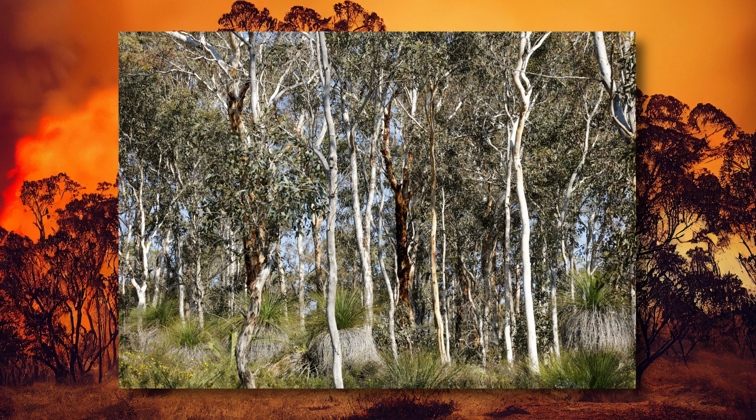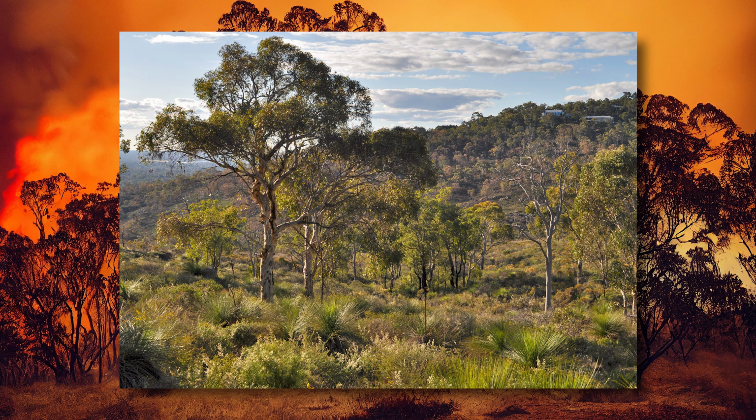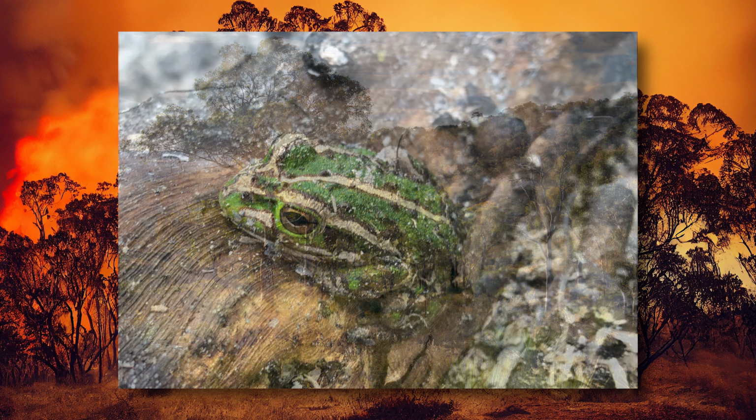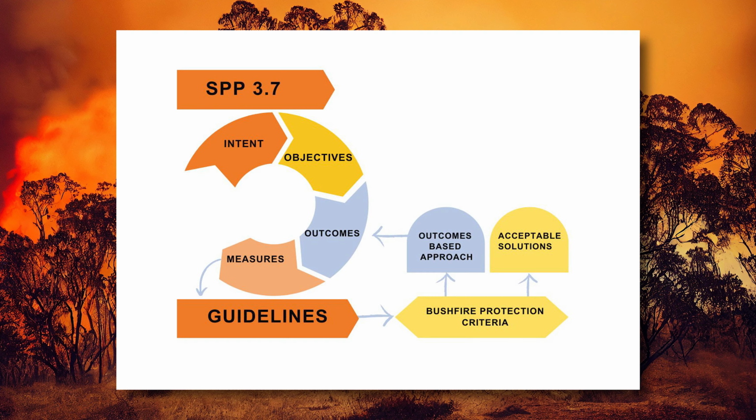The performance principle-based pathway has limits, lacking the flexibility to consider applications that cannot comply with the acceptable solutions due to complex site and/or environmental constraints. An accredited bushfire planning practitioner will need to provide an expert opinion that SPP 3.7 outcomes can be demonstrated in an outcomes-based approach. This outcomes-based approach pathway also aims to better equip decision makers with the skills to make informed decisions where the acceptable solutions cannot be achieved.